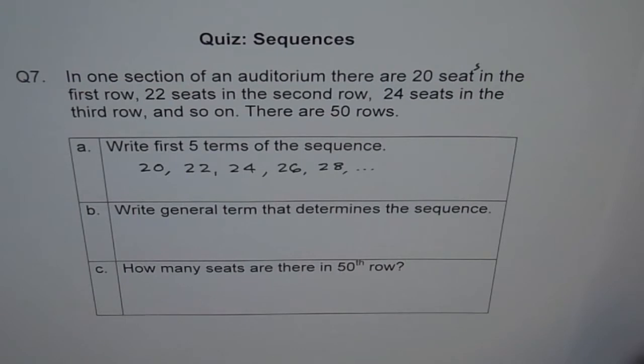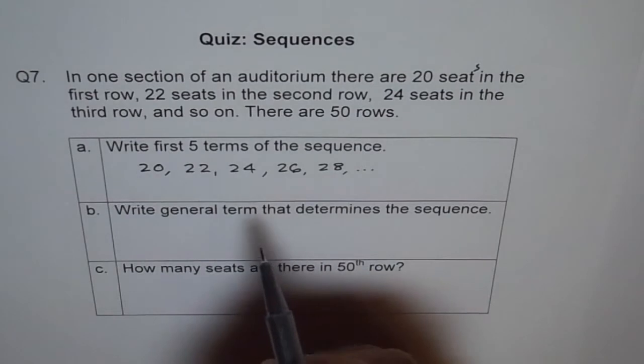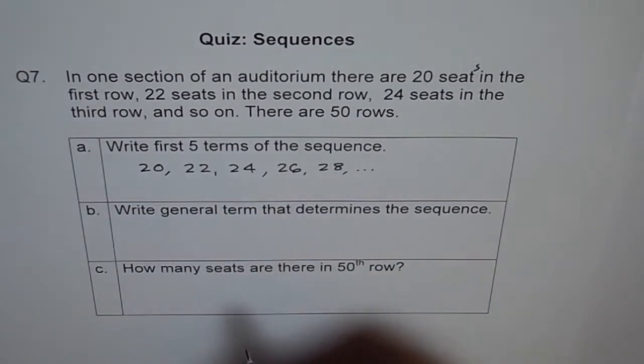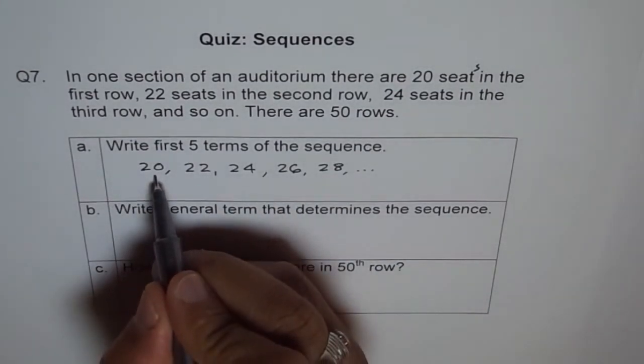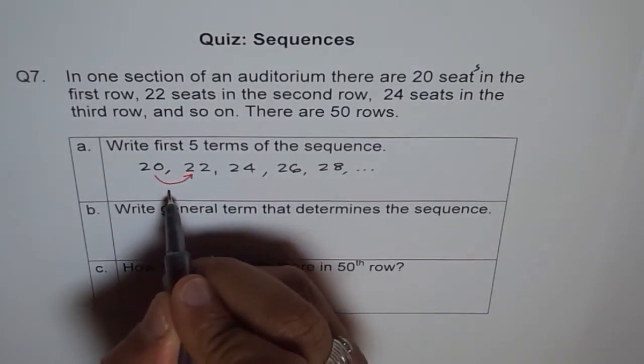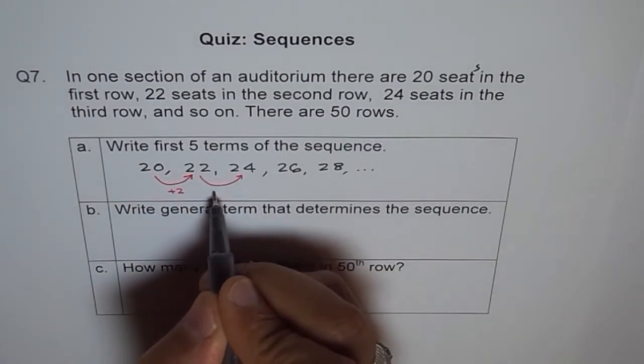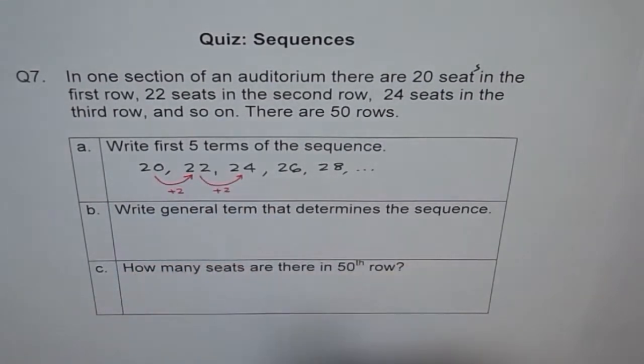Part B, write the general term that determines the sequence. Now, how to write a general term? That is definitely a huge question. For that we need to analyze our pattern. So here we see that if we move from the first term to the second term, then we actually add 2, right? And then again we add 2. So each time we are adding 2.